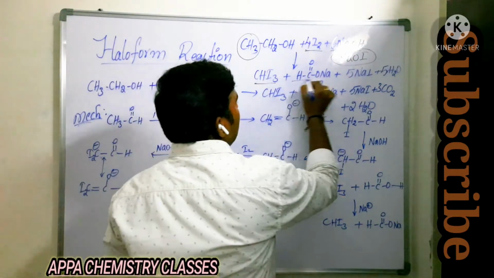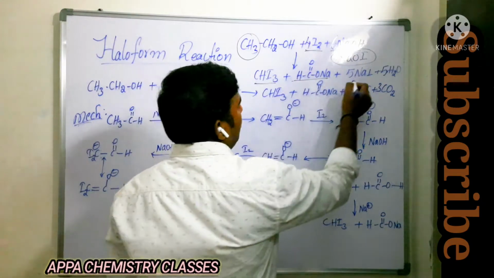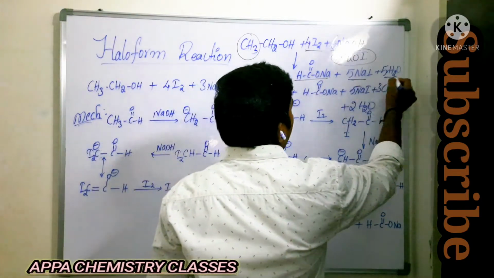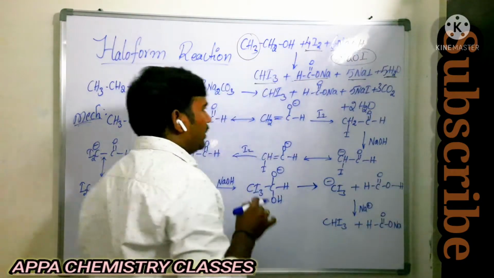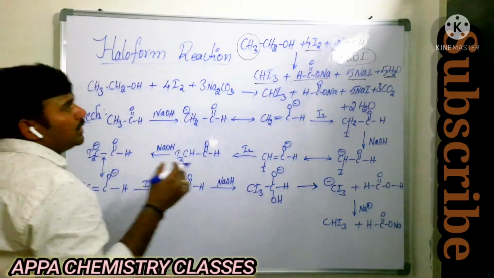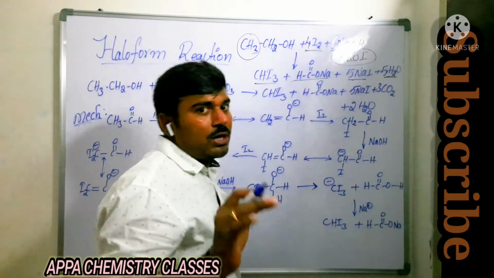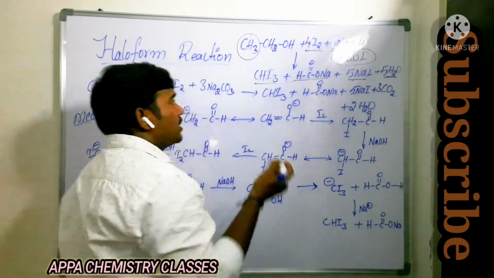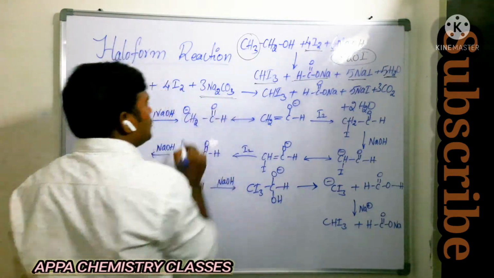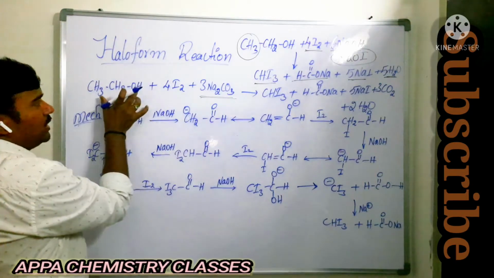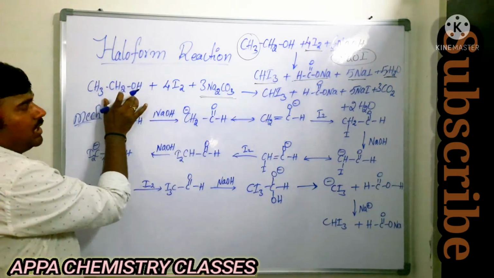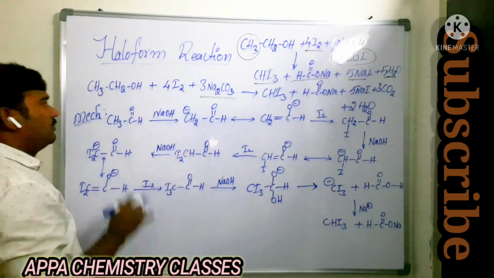So now in this case what happens? Sodium formate we are getting, along with 5 moles of sodium iodide plus 5 moles of water. Now in the same way, instead of taking sodium hydroxide, we can take sodium carbonate also. Sodium carbonate is also a base which can be taken, for the oxidation of ethyl alcohol to iodoform.